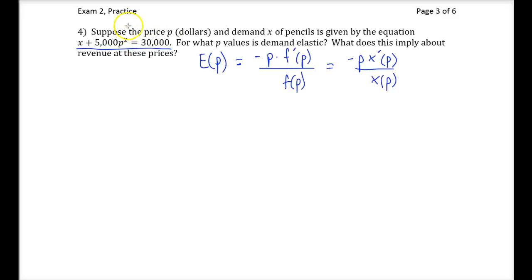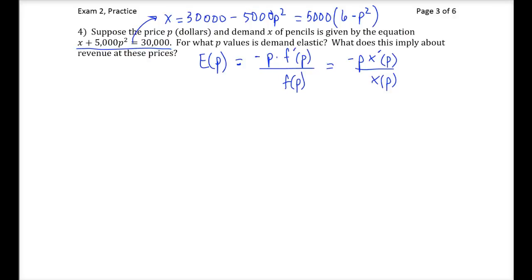Okay? And so to do that, then we would take this equation and subtract both sides by 5,000 P squared. And if we did that, then that would be 30,000 minus 5,000 P squared. And if we factored out of 5,000, then that would be 6 minus P squared. All right, so now we have a way to be able to express X in terms of P.